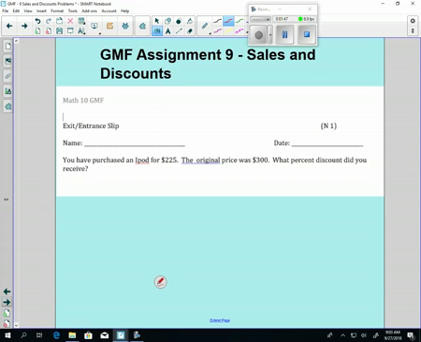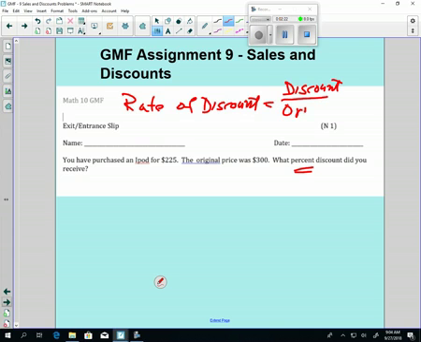All right, so here we'll go for an example. You have purchased an iPod for $225. The original price was $300. What percent discount did you receive? Well, right there, that clue is you have to get an answer as a percent. So in order to do that, on the last lesson, I said the rate of discount, or the percent, is whatever the discount is, the amount that you're saving, the sale, divided by the original amount that you had to pay, times 100. That's going to give you a percent.